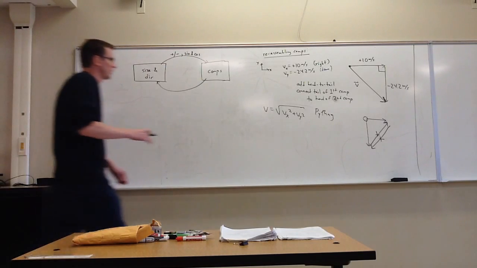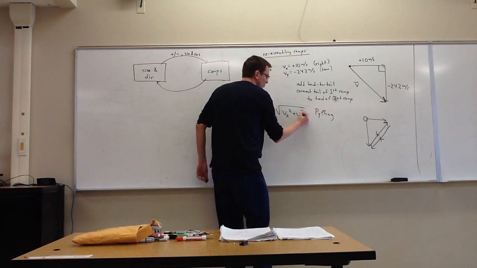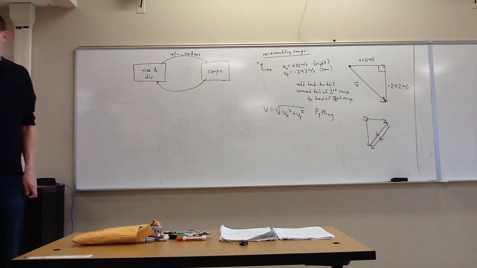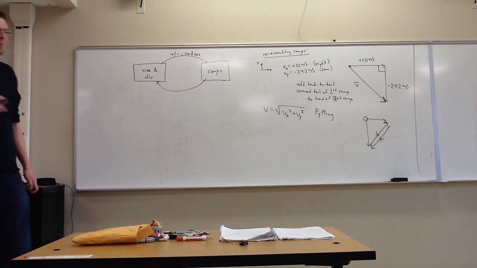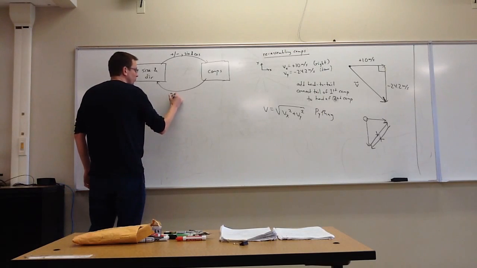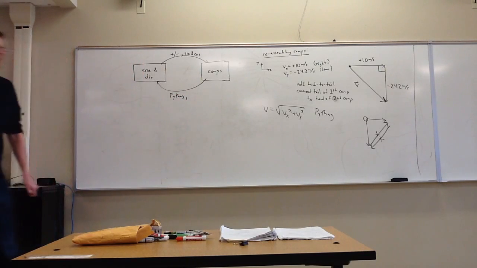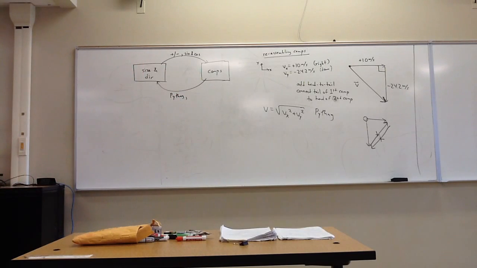Oops, the square looks like it fell down a little bit. There we go. Pythagorean theorem will get you the hypotenuse. I'm going to add that over here. How do you convert from components back to size and direction? Pythagorean theorem is your friend.